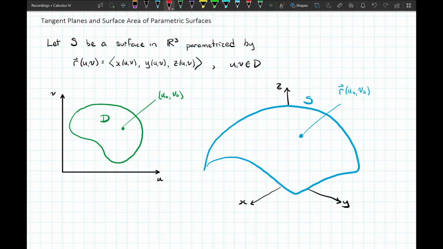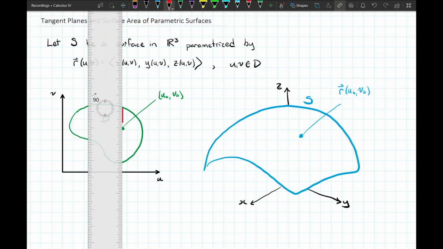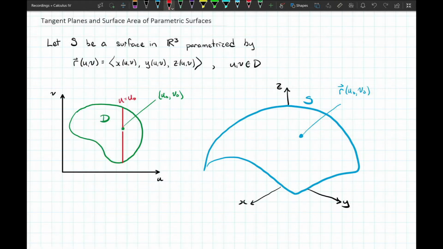Now, remember how we can also have grid lines in our parameter domain become new grid curves on the surface. Here's a vertical grid line on our parameter domain, and that would correspond to u equals u naught. That's going to be some sort of curve that goes through this point on the surface. Let's call that curve C1, and that is given by r of u naught comma v, where v is the only parameter, and u naught is simply a constant.